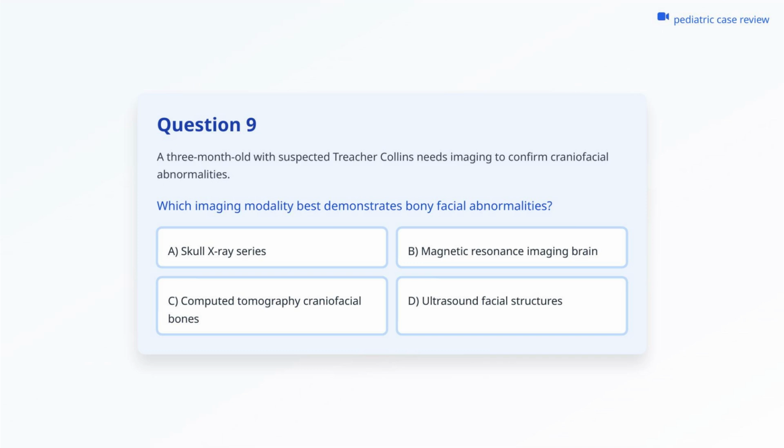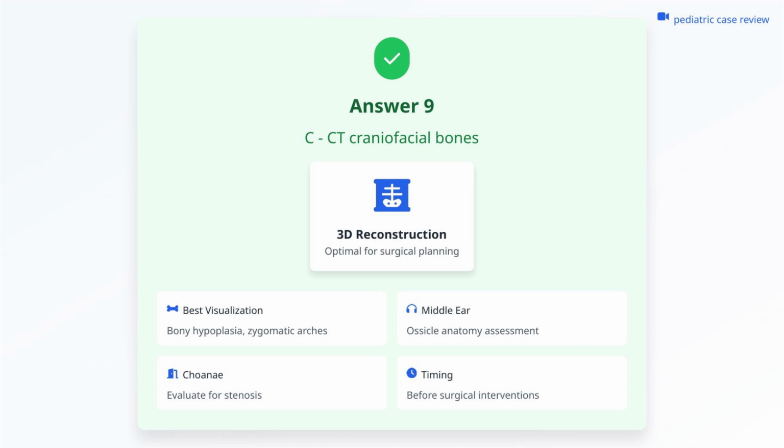Question 9. A 3-month-old with suspected Treacher Collins needs imaging to confirm craniofacial abnormalities. Which imaging modality best demonstrates bony facial abnormalities? Option A, skull X-ray series. Option B, magnetic resonance imaging brain. Option C, computed tomography craniofacial bones. Option D, ultrasound facial structures. Select optimal imaging. The correct answer is C.